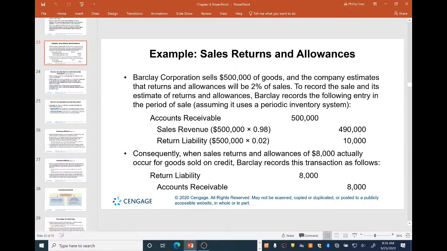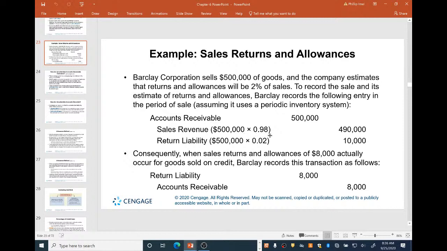So if we sold 500,000 of goods, right? So that's going to be our debit, accounts receivable at the gross, right? Because we need that gross line item on the balance sheet. So accounts receivable for the gross amount of the sales. And then sales revenue would be 500,000 times 0.98, right? Less the 2%. So see that? We're just backing that 2% of this out.